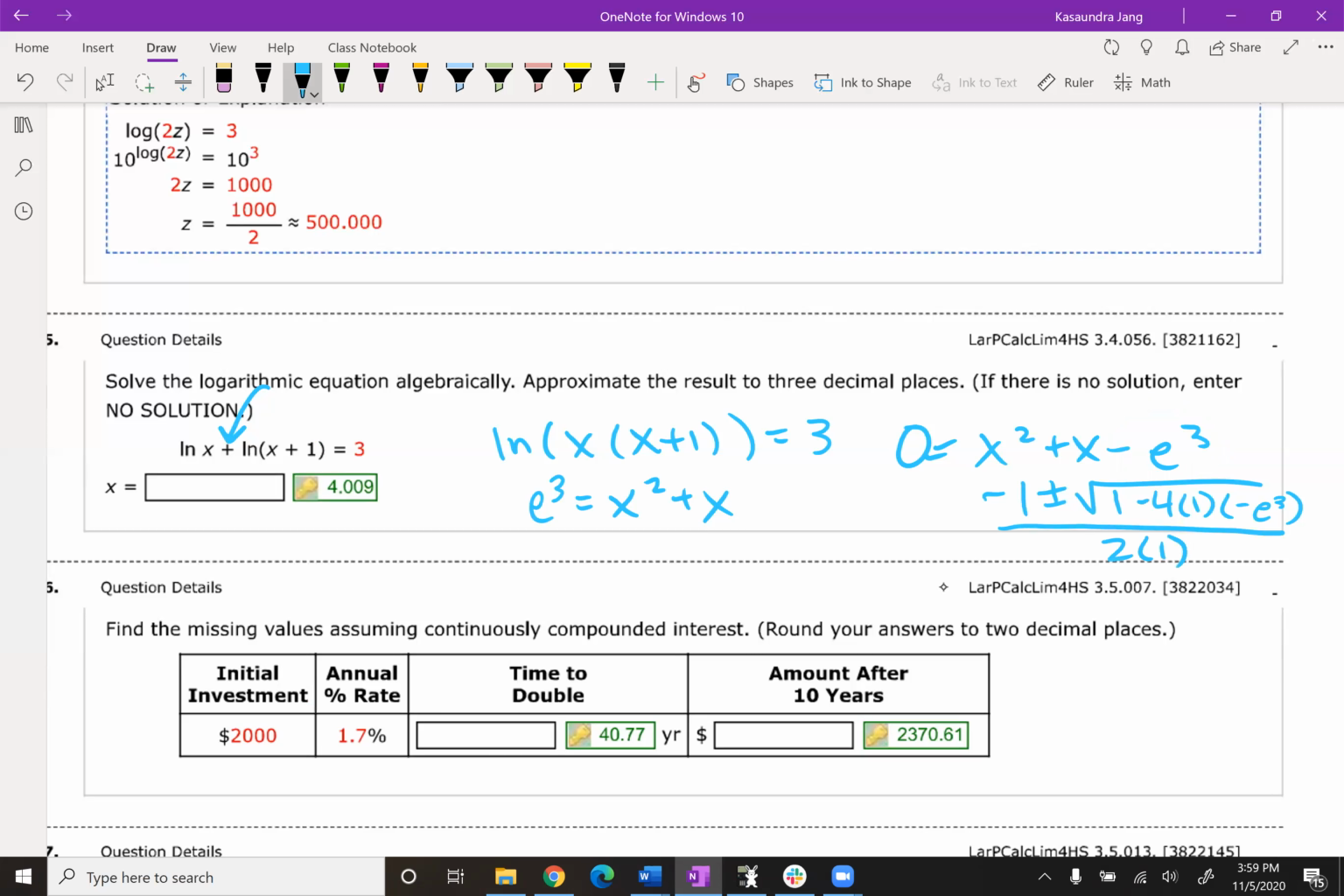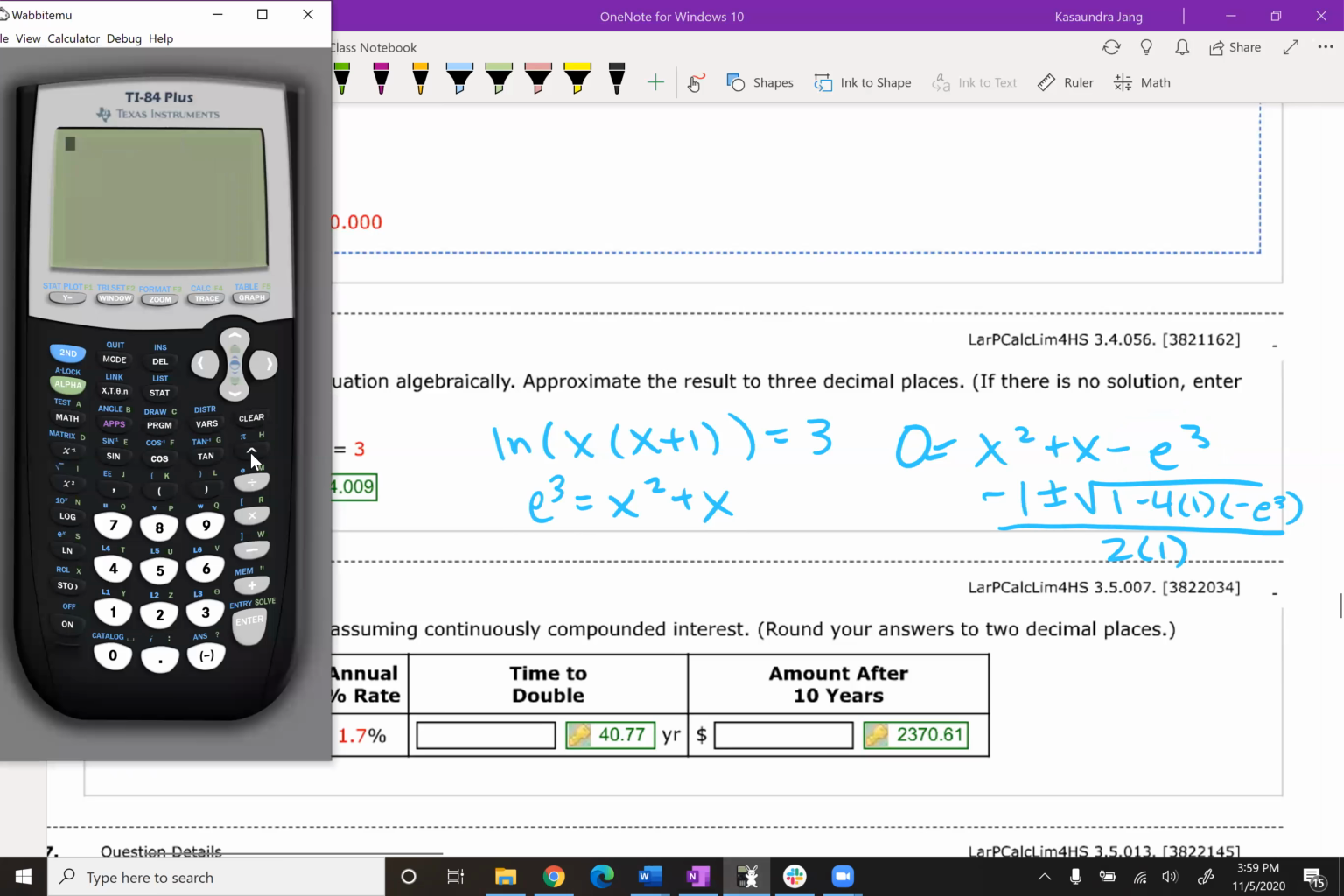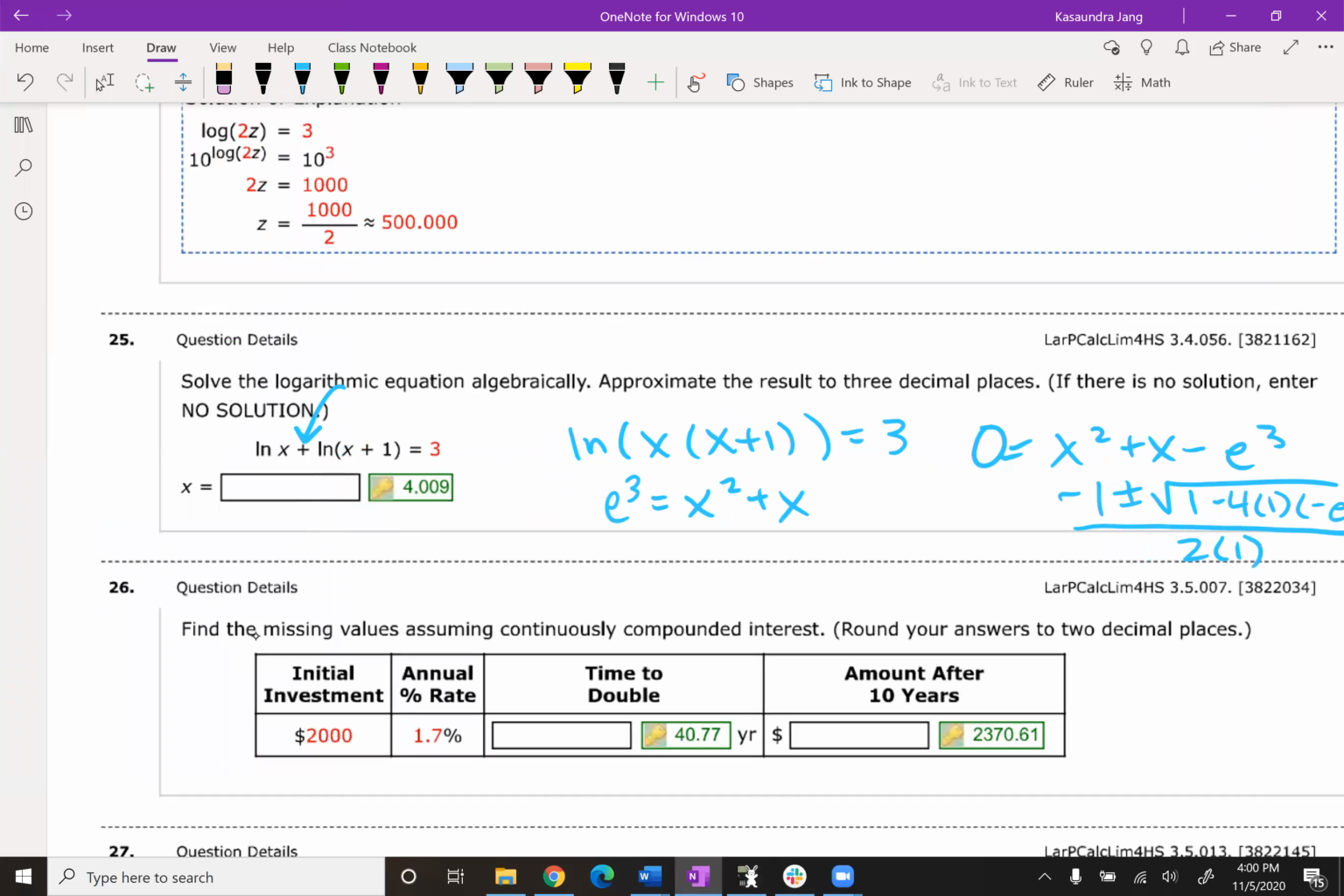Okay, so I'm going to put this in my calculator. I'm going to do a negative 1 plus this messy square root, and then I'll try the negative 1 minus. I'm not going to worry about multiplying by 1. I'm going to multiply by this negative e to the third, and that is supposed to all be over 2. Okay, so that kind of makes sense. If you look at my answer, I got 4.009. They wanted 3 decimal places. So that's where we got that one.